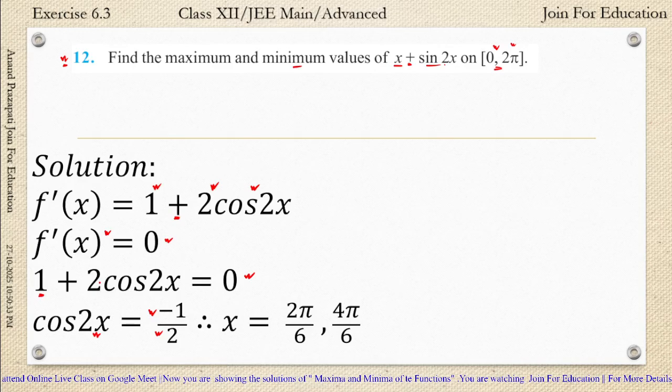This 1 moves to the right hand side, then we get minus 1, and this 2 moves to the left hand side, then we get by 2. Therefore x equal to 2 pi by 6 or 4 pi by 6. Hope there is no problem understanding up to this step.